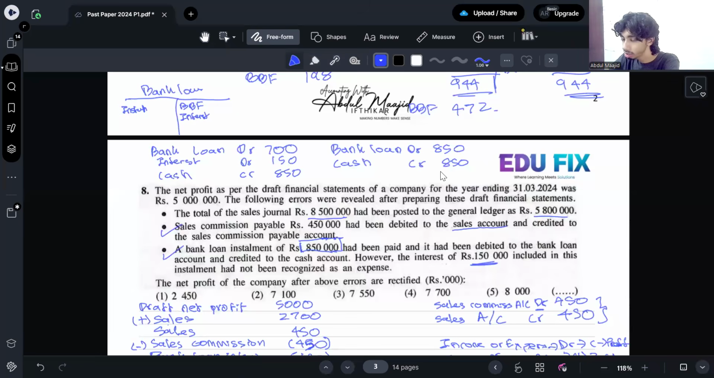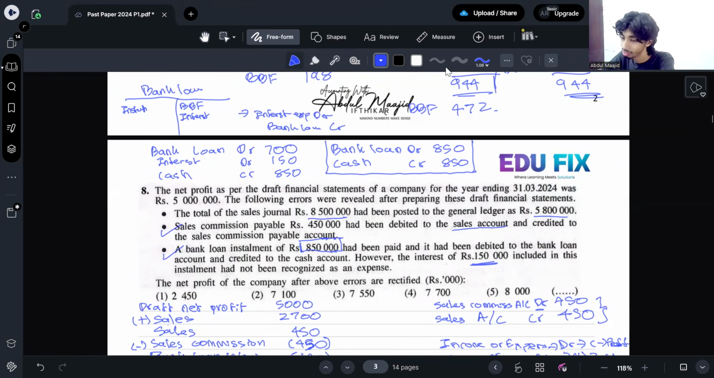Then what will be the double entry to record the interest? That will be interest expense debit, bank loan credit. Did you all get it? Okay. Now the double entry has to be recorded like this.